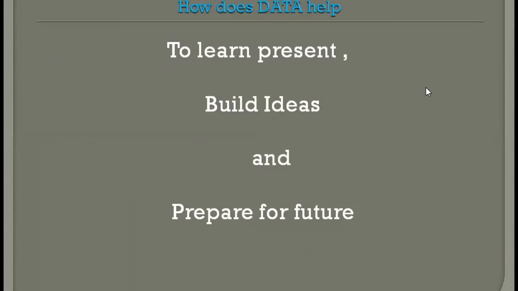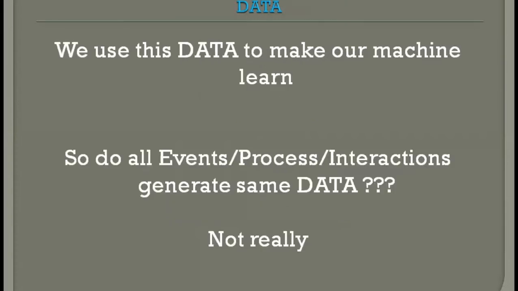Data generation. How does data help us? Data helps us to learn the present scenarios, and by learning present scenarios, we build ideas. And when we build ideas about some process or some scientific problem or something related, then we can be prepared for the future. That helps us. So data helps us in three dimensions. One, it helps us to learn the present. Two, it helps us to build ideas. And third, it helps us to prepare for the future, right? Okay, so this is how data is going to help us.